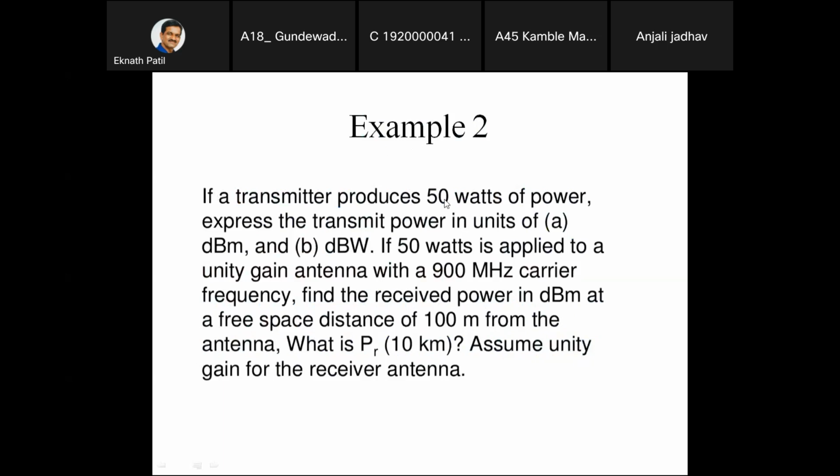Example 2: if the transmitter produces 50 watt power, express the transmitter power in units of dBm and dBW. If 50 watt is applied to a unity gain antenna with 900 megahertz carrier frequency, find the received power in dBm at a free space distance of 100 meter from the antenna. What is the PR? Assume unity gain for the receiving antenna.